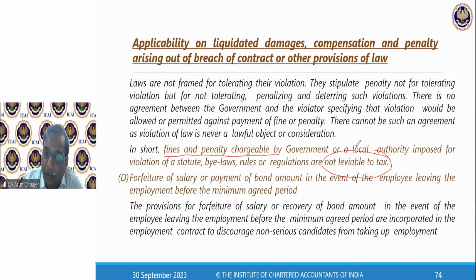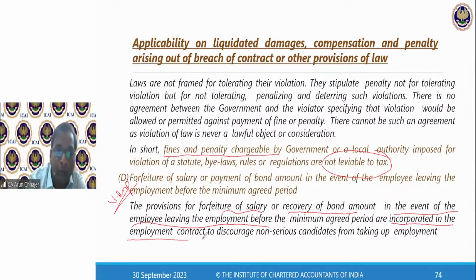Forfeiture of salary or payment of the bond amount in the event of the employee leaving the employment before the minimum agreed period. Very, very important. The provisions for forfeiture of salary and recovery of the bond in the event of the employee leaving the employment are incorporated in the employment contract to discourage non-serious candidates from taking up the employment.